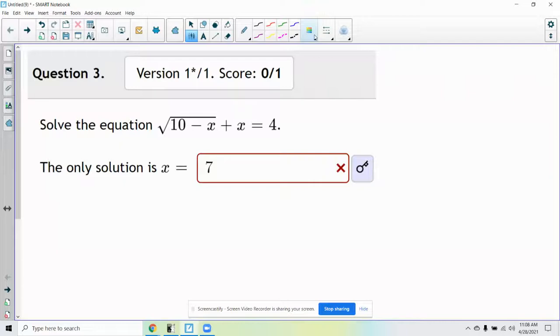Right, here's question 3. It says solve this equation. Whenever you have a square root like this or any kind of radical, you want to start by isolating that. Isolate that radical. So I'm going to get rid of this x first. Minus x, minus x. So I'm left with the square root of 10 minus x equals 4 minus x.